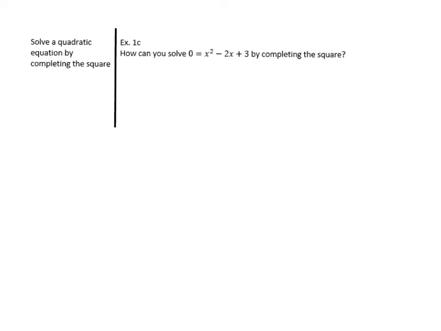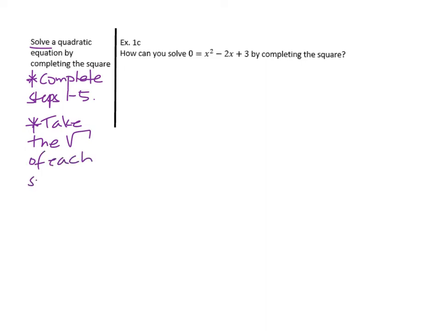Another way we can use completing the square would be to solve a quadratic function. To solve by completing the square, you're going to do the 5 steps. So complete steps 1 through 5, and then just take the square root of each side and simplify. Kind of like we did on our worksheet for 2.4. And that's how you can solve using this method.